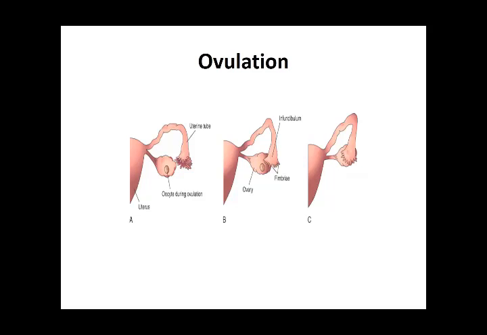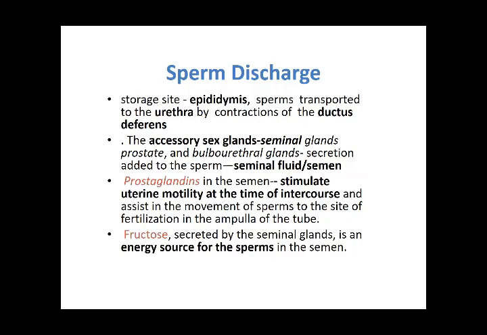This is the picture when ovulation is about to occur. The Graafian follicle is produced and is going to rupture, the infundibulum covers it, and it sucks in the ovulated ovum. Then how does the sperm discharge?